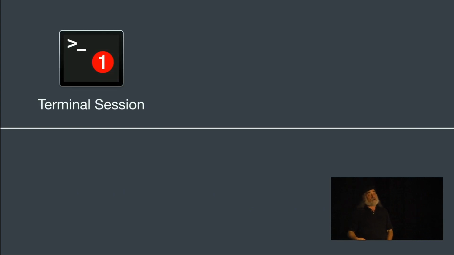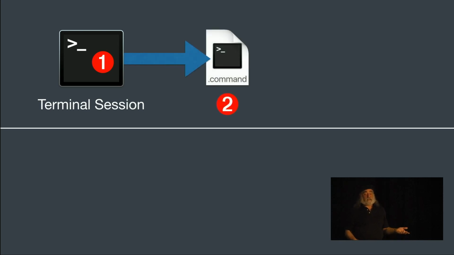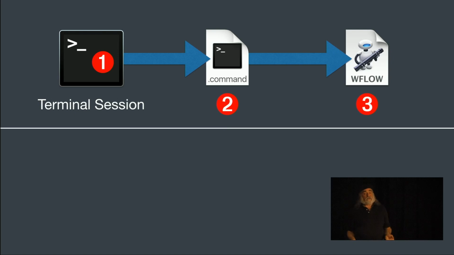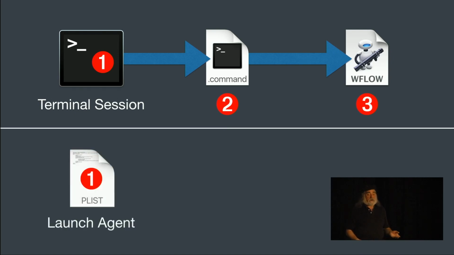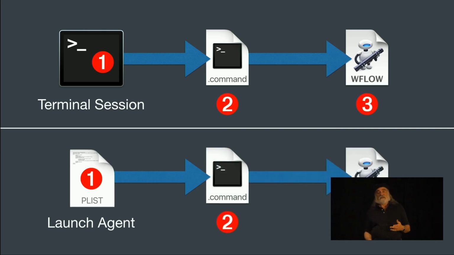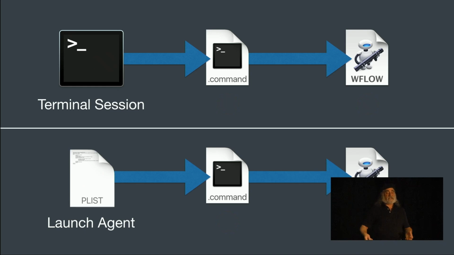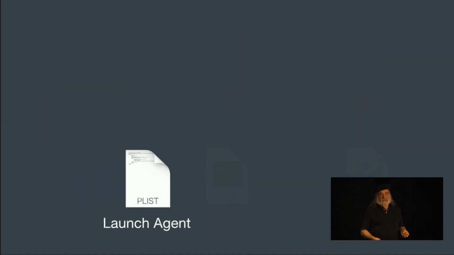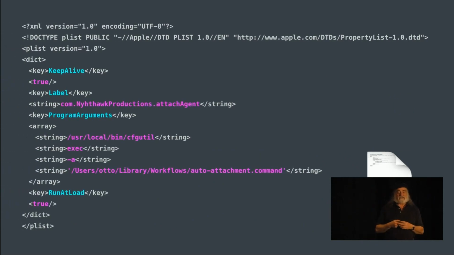Using this strategy, there's two different types of workflows you can come up with. You can have a live terminal session that calls the command that then calls the workflow. Or you can do what we're going to do, which is create a launch agent which runs the command script, which then runs the workflow with the newly created instance of CFG util. And this is what we're going to do, and this is what the launch agent looks like.